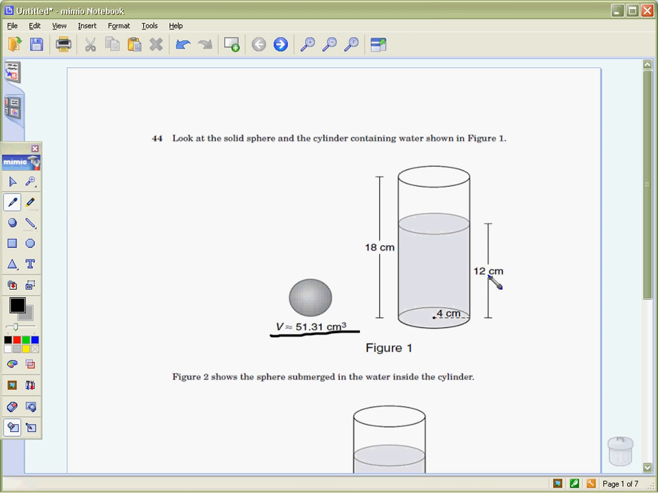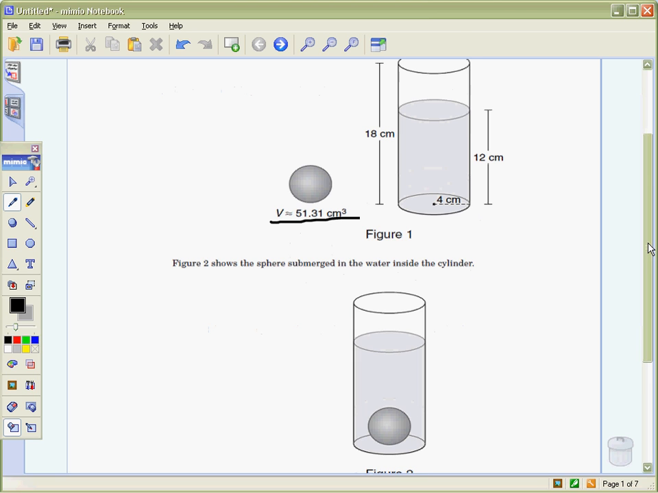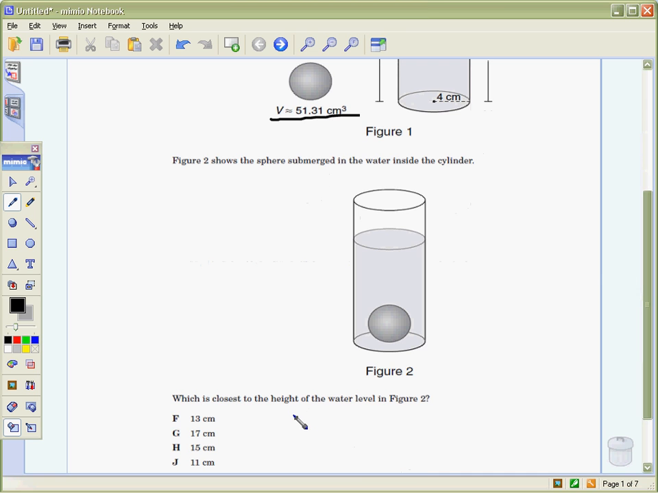and they give us this cylinder that's full of water, or about 2/3 full of water. Then it says Figure 2 shows the sphere submerged in the water inside the cylinder, and it wants to know which is closest to the height of the water level in Figure 2. So we're looking for this height right here.